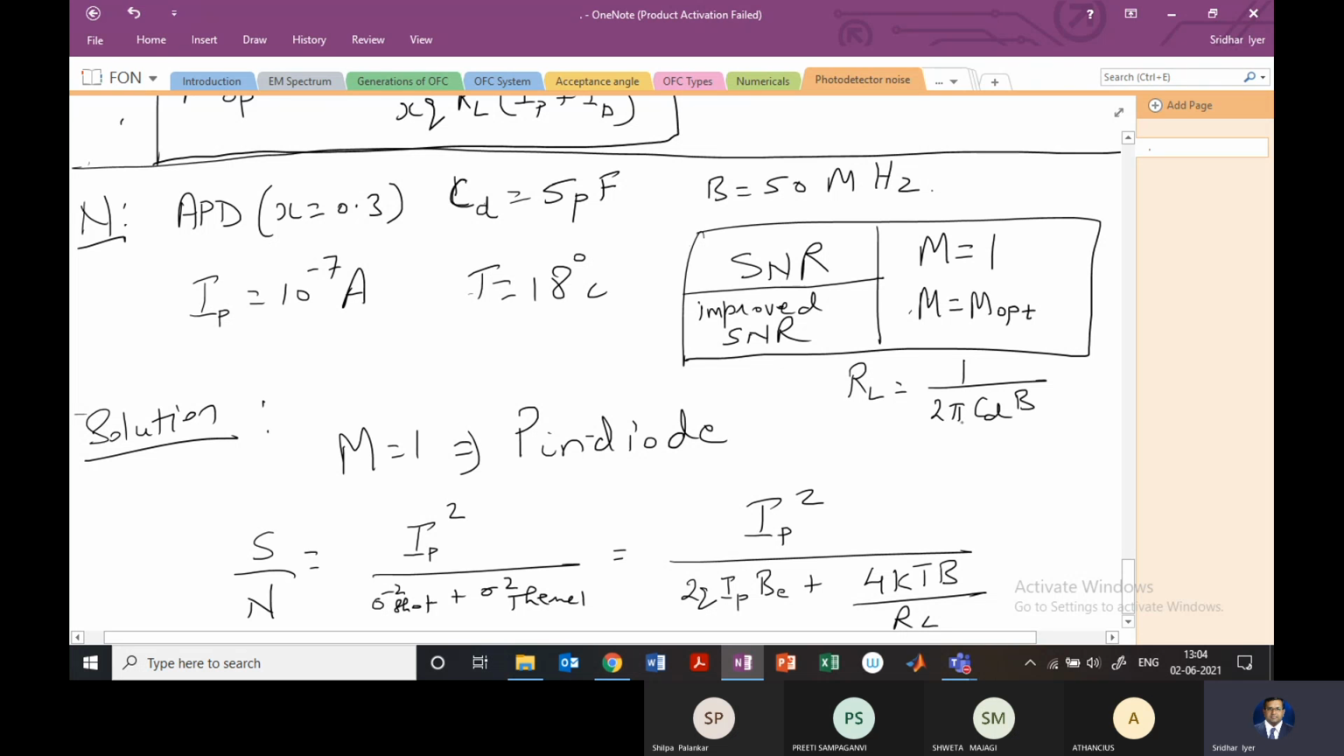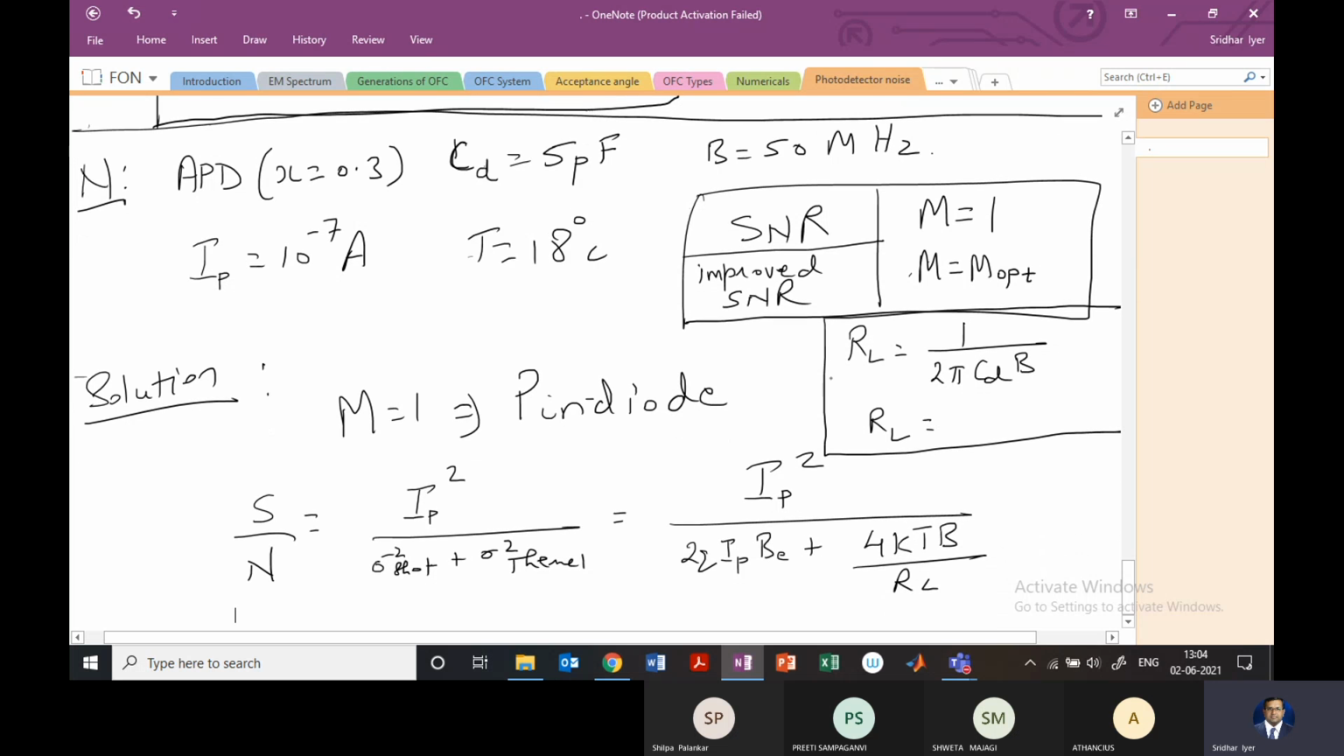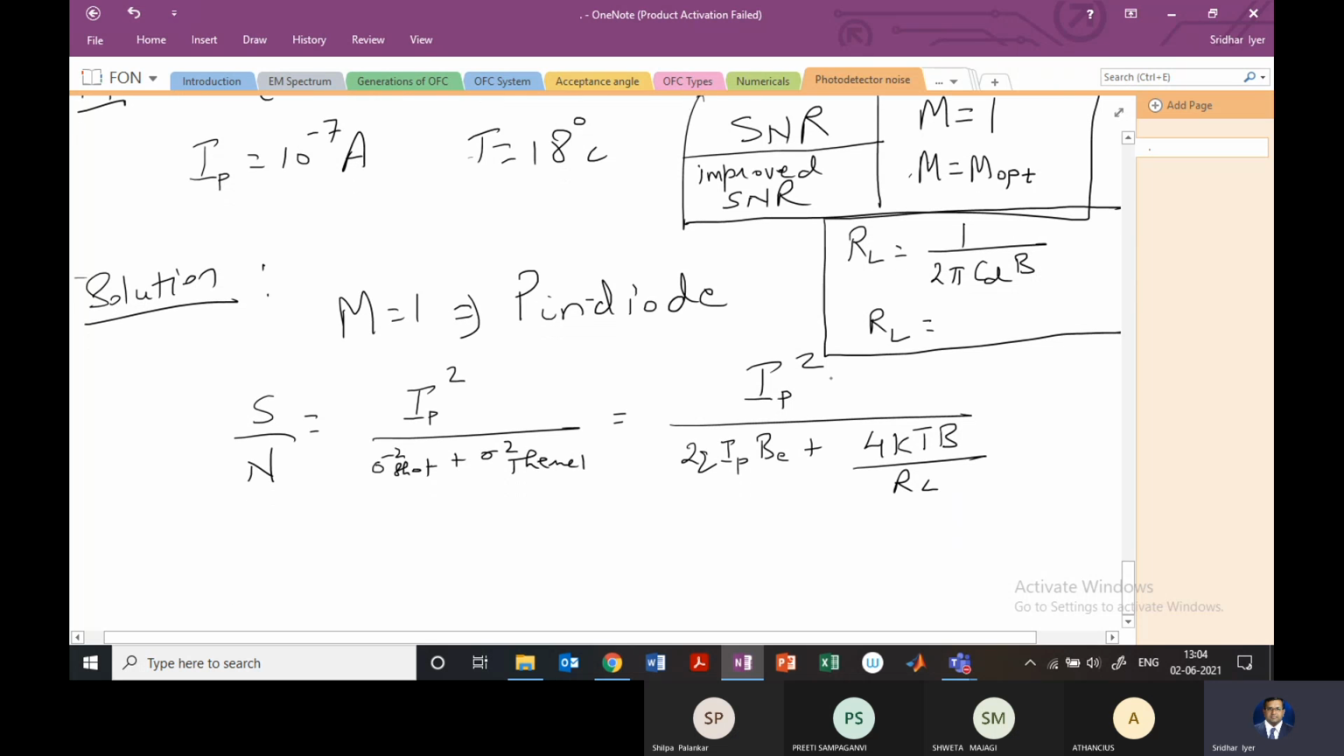Now, please note here, nothing is specified about the amplifier, so we are not adding CA here, right? So once you do that, then you can easily get the value of RL. In the first step, calculate the value of RL using 1 by 2 pi CD into B. See what answer you get there, and then use this equation to calculate the signal to noise ratio. So you can go ahead and find the signal to noise ratio.